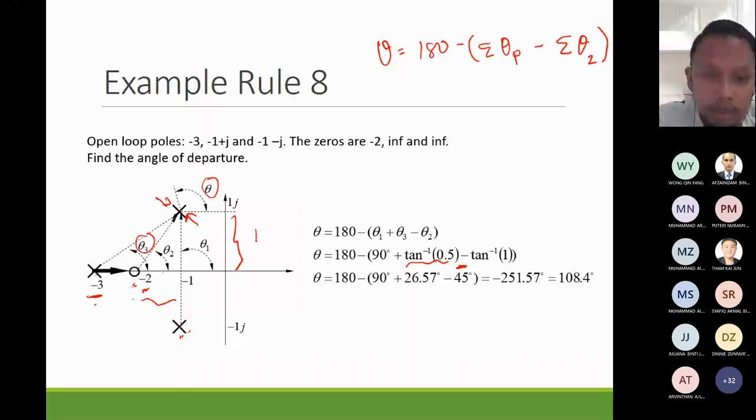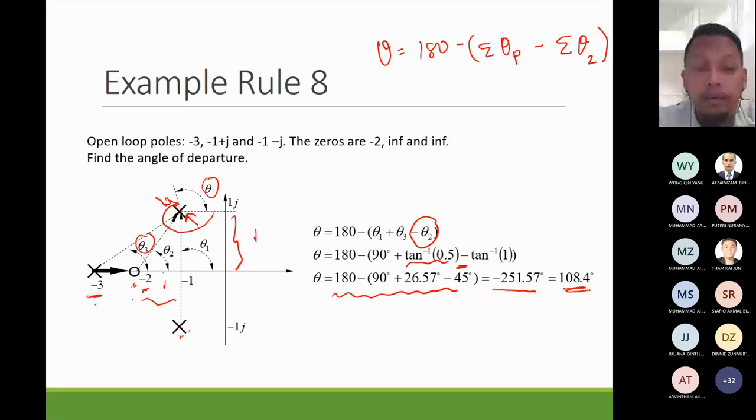This one, okay. The arrangement is only theta 2, minus theta 2, okay. So you calculate, you get this value, negative 251.57. So negative means it is measured clockwise. Okay. So you just simply add 360 plus this to get theta. Okay. So theta here is 108.4.